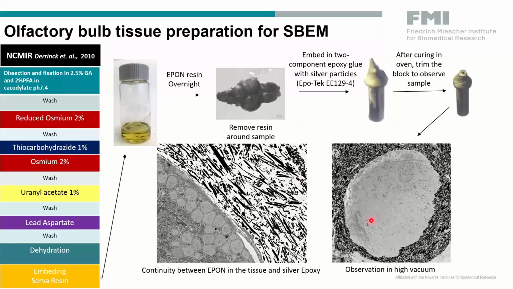So what you see here is the overview of the olfactory bulb from the zebrafish larva, surrounded by the silver conductive epoxy. And that's a zoom, and you see nicely the glial cells from the olfactory bulb, and they are not charging at all.